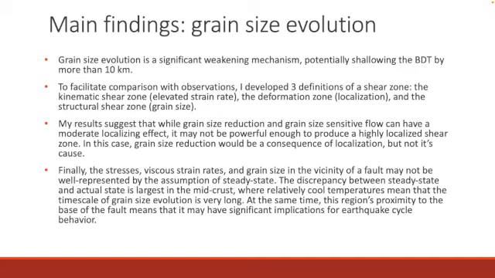My results suggest that while grain size reduction and grain size sensitive flow can have a moderate localizing effect, it may not be powerful enough to produce a highly localized shear zone. And in this case, grain size reduction would be a consequence of localization, but not its cause. And finally, the stresses, viscous strain rates, and grain size in the vicinity of a fault may not be well represented by the assumption of steady state.